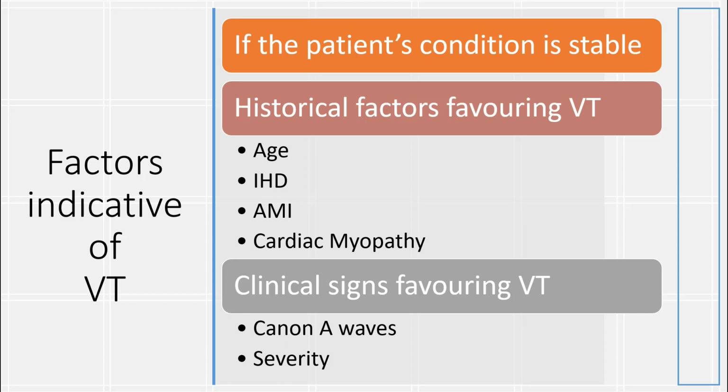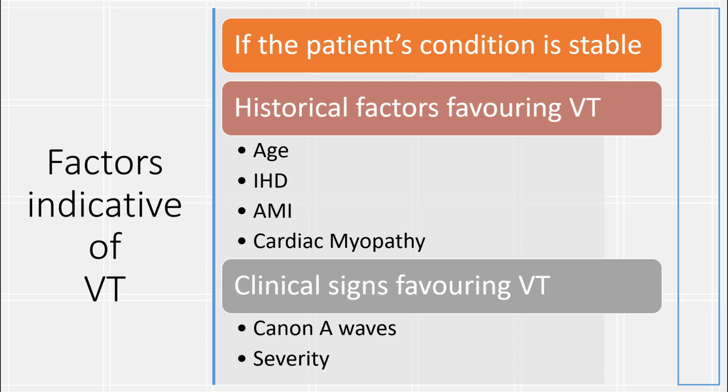Now, there are some clinical signs that favour ventricular tachycardia. So the older the patient, the more likely it is to be VT. If there is a medical history of ischemic heart disease, it's more likely the wide complex will be ventricular tachycardia. If it occurs during an AMI, it's likely to be ventricular tachycardia. And if the patient has a cardiac myopathy, again, it's more likely to be ventricular tachycardia.